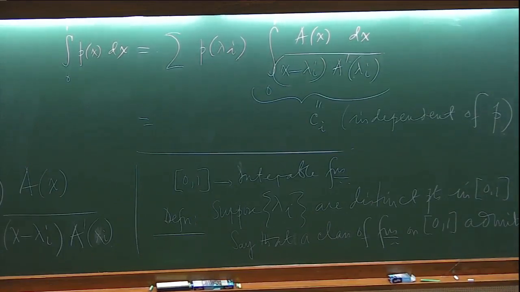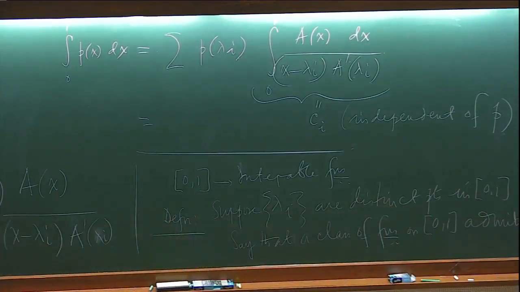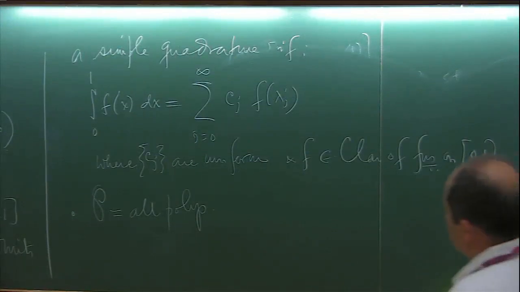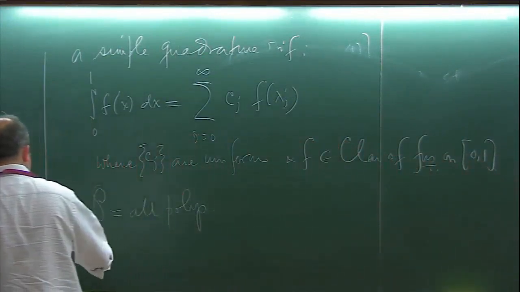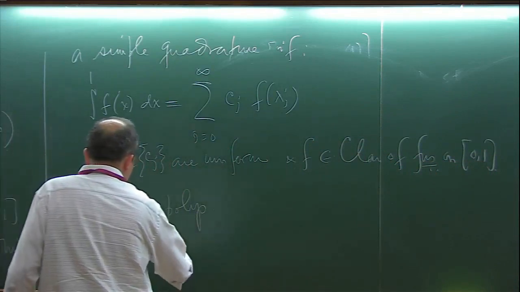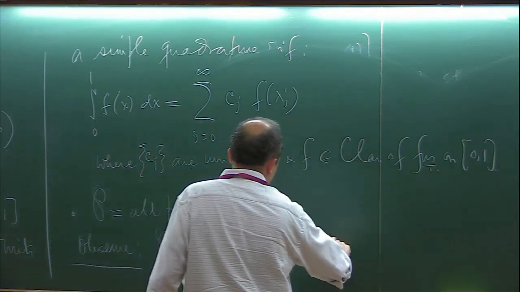So here is another observation. If you recall our situation here, we looked at polynomials of degree at most n. Now let's allow unbounded degrees. Just look at all polynomials. Observe, P admits a simple quadrature identity.